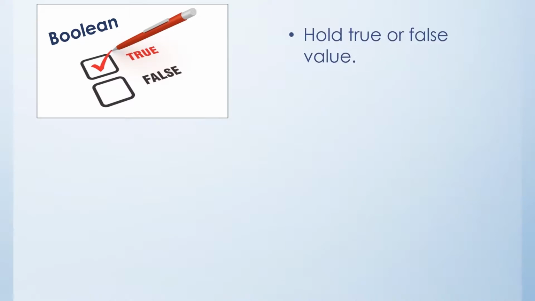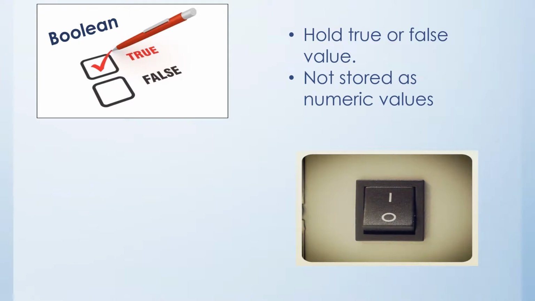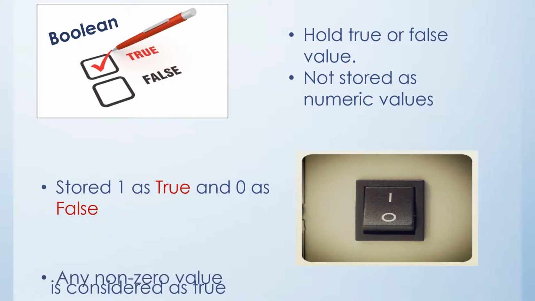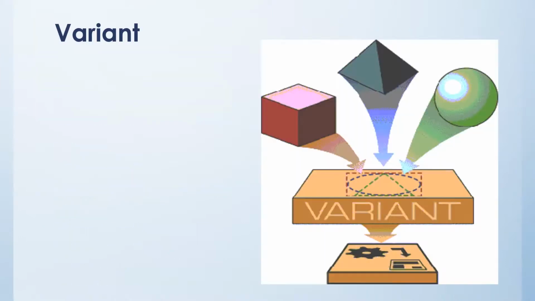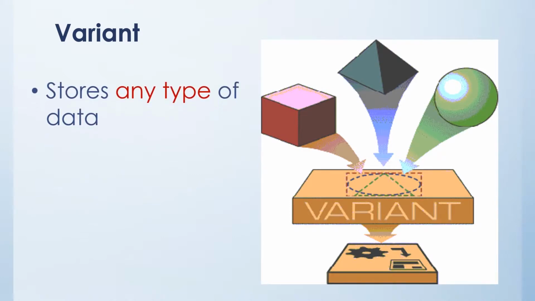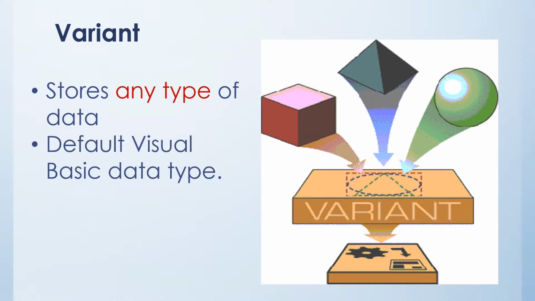Next is Boolean. Boolean data types are another category. They hold true or false value. These are not stored as numeric values and cannot be used as such. Values are internally stored as 1 for true and 0 for false, and any non-zero value is considered as true. Last one is variant. It stores any type of data and is the default Visual Basic data type.